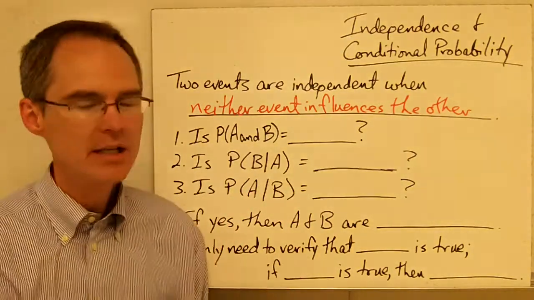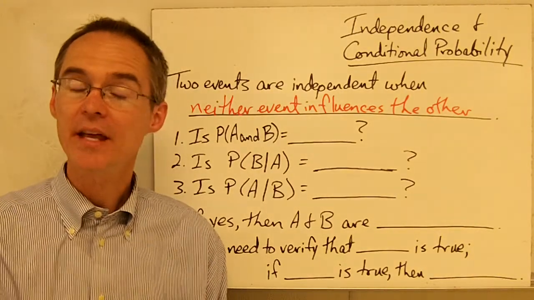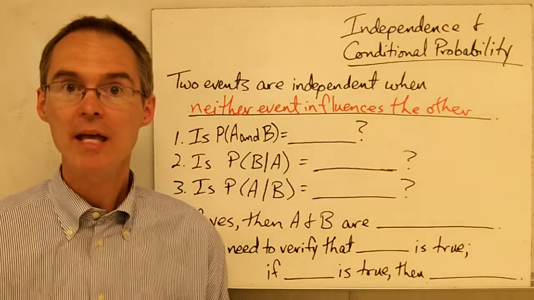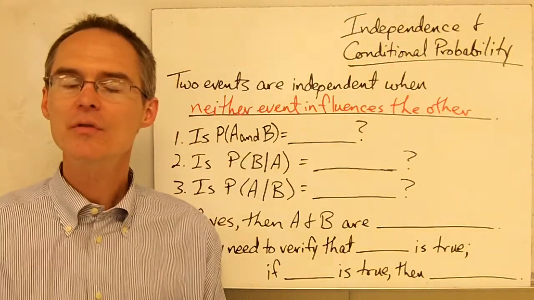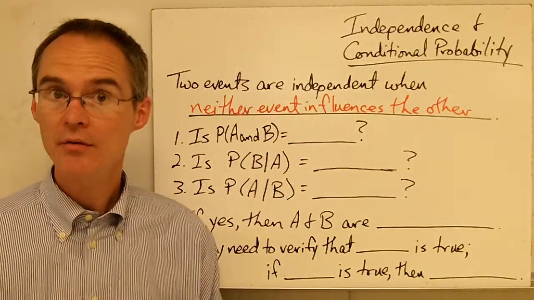And typically, if we actually know what the events are, then it's easy to tell if they are independent. For example, rolling a die and drawing a card from a deck of cards. Those two events are independent because neither one of them has any influence on the other event.